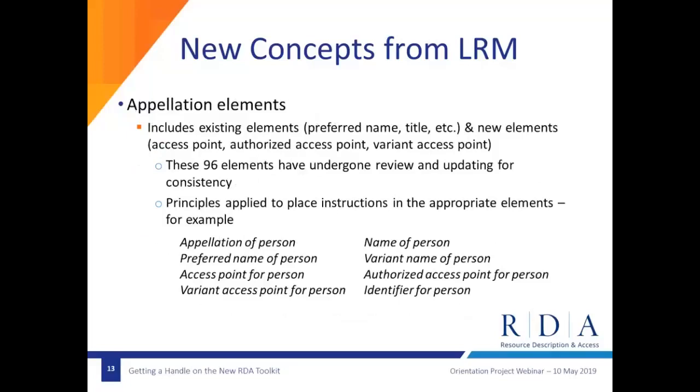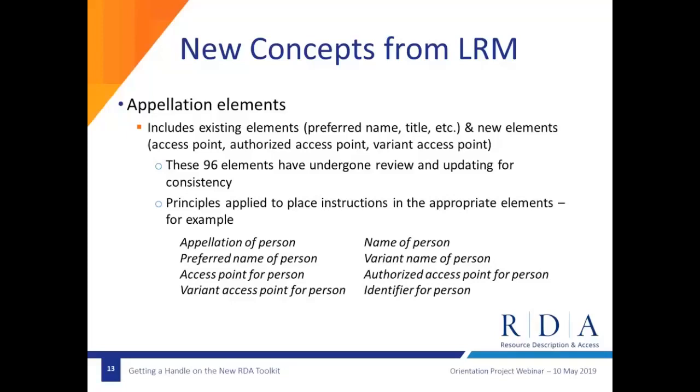Another new concept from LRM, and I alluded to this when I mentioned appellation in Nomen, are the appellation elements. This now includes existing elements, such as preferred name, preferred title, and new elements that have been added in the beta site for access point, authorized access point, and variant access point. These now are all elements. There are a total of 96 of these appellation elements in the beta site, and they've undergone review and updating for consistency. Principles were applied to place instructions in the appropriate elements because now we have more granularity.